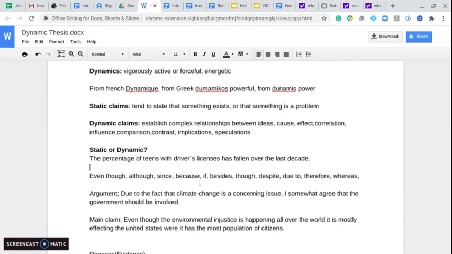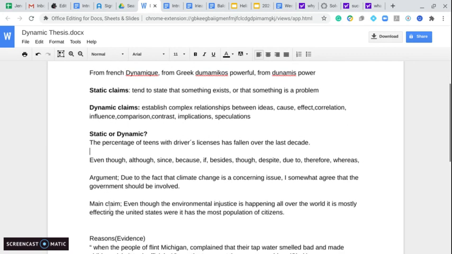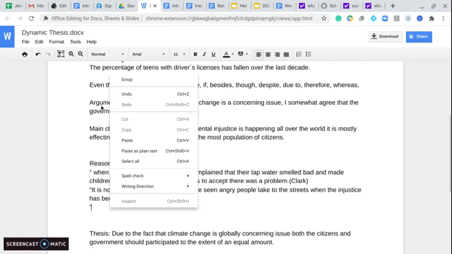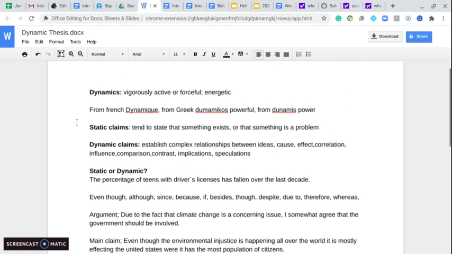I'm trying to highlight. It's being very fussy here. Oh my gosh. Okay, but it's right there. So that's where we're looking, okay? So here are the words. Again, hey, it did it. Okay, so you can use these words in your thesis to make your thesis as dynamic as possible.